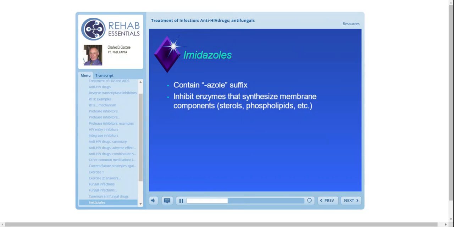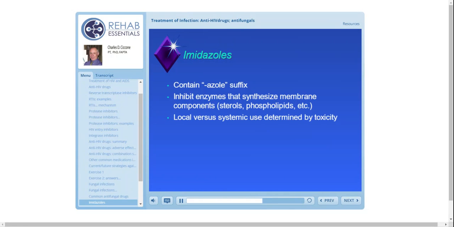Or the enzymes that synthesize this component are different in the fungal cell than the human cell. So we're getting back a little bit to this idea of selective toxicity. If these drugs can be fairly selective for the mechanisms in the fungal cell without affecting the human cell, that's a really good thing.